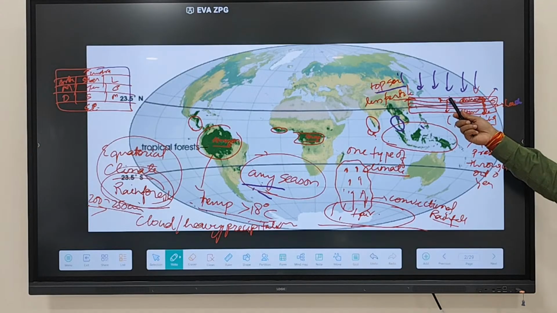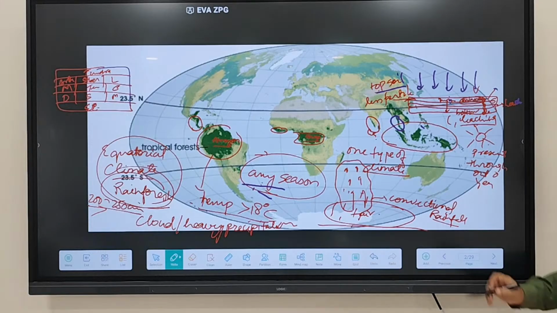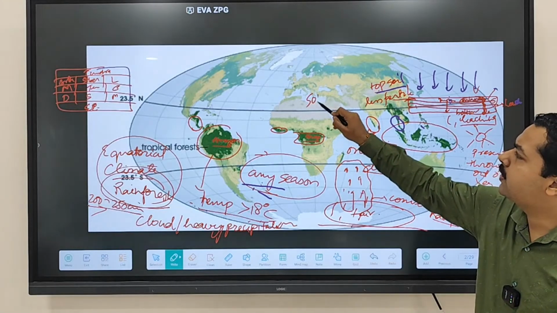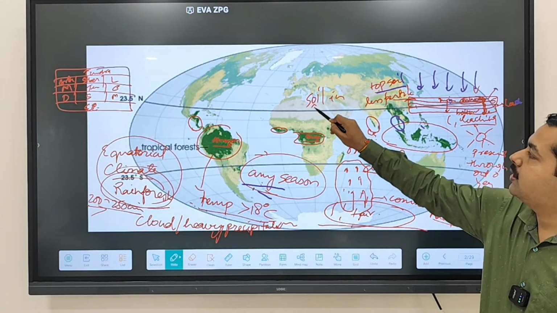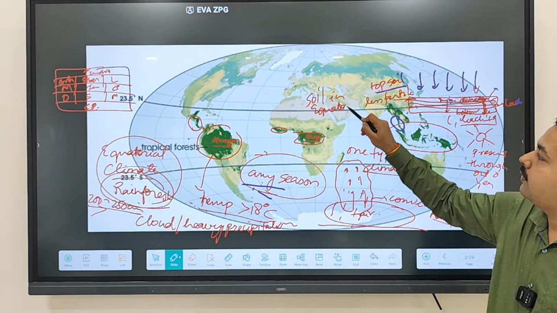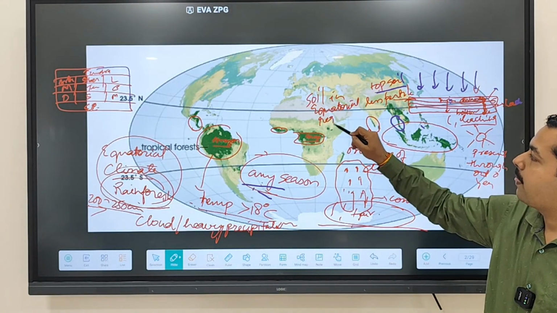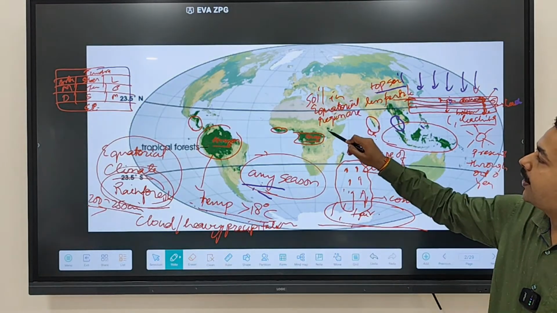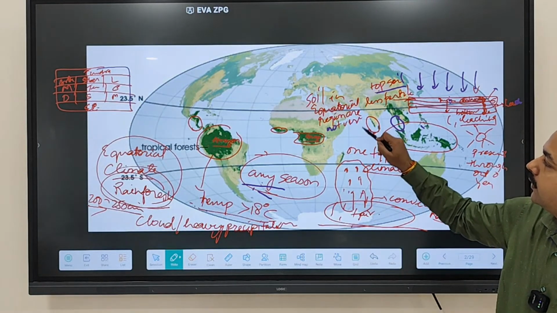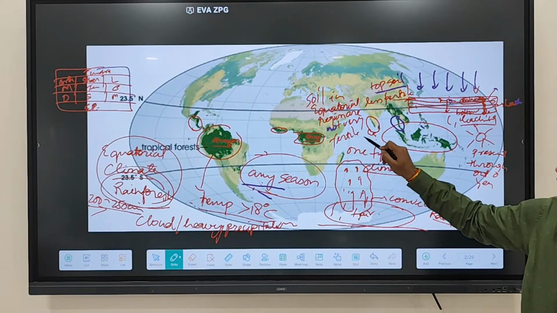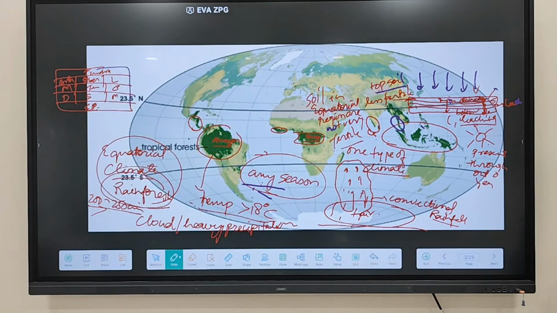So when the nutrients present on the top of the soil are moving downward, what will happen? The top of the soil becomes what? It becomes less fertile in nature. That's why the soils in the equatorial region are not very fertile. Because of the dominance of the leaching phenomenon, soils in equatorial regions are not very fertile. Fine. Any doubt regarding this particular part?